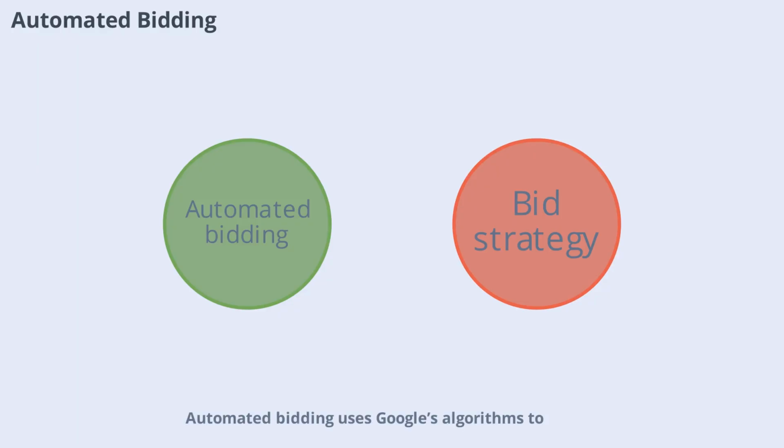Automated bidding uses Google's algorithms to adjust your bids for maximum results. Choose bidding strategies that align with your goals, such as maximizing conversions or targeting a specific cost per acquisition. Automated bidding can help you save time and avoid manual errors, but monitor performance to ensure it's working for you.